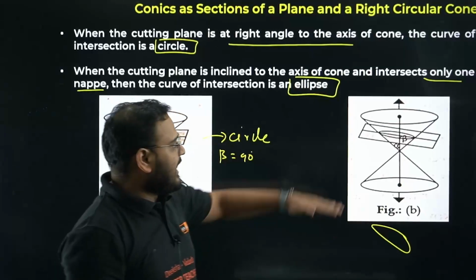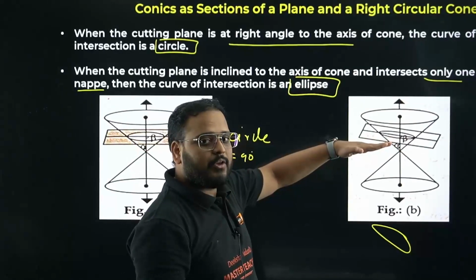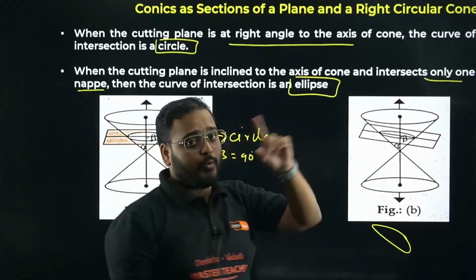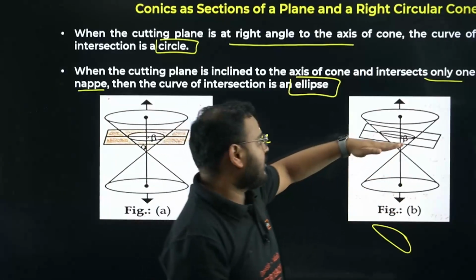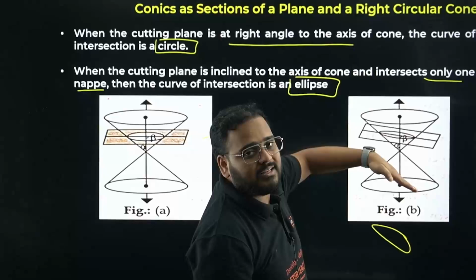Please check. So the plane was like this. In the beginning you were getting a circle, of course in only one nap, either upper or lower. So when it was like this, you were getting a circle. But if it is moving like this, what will happen?